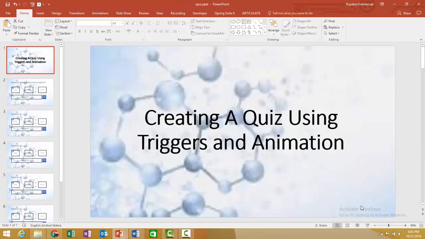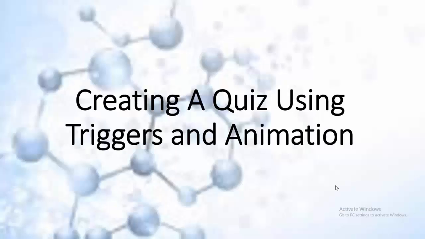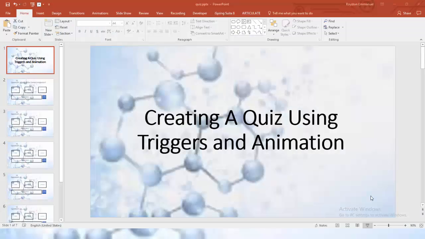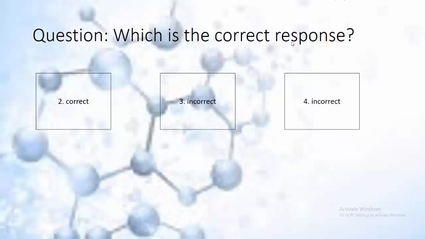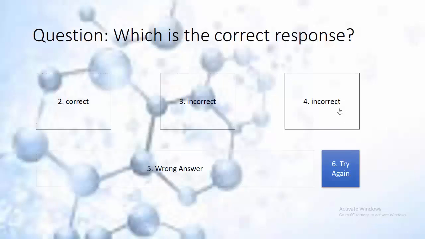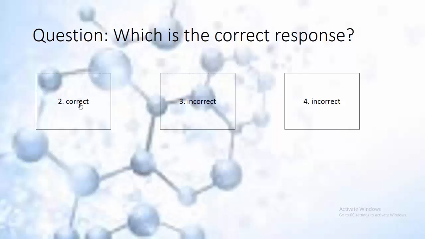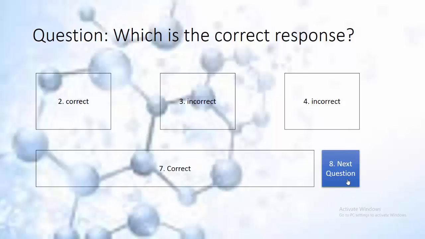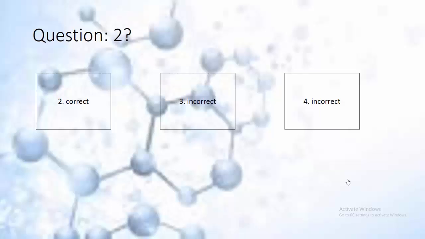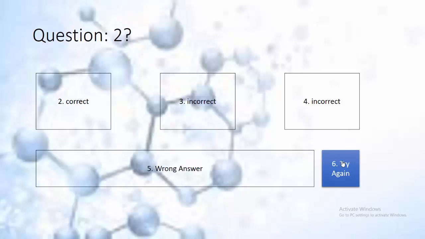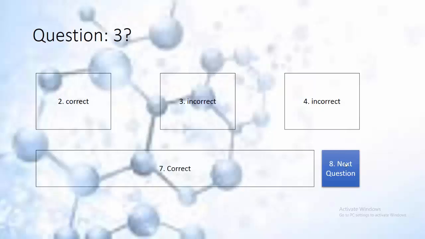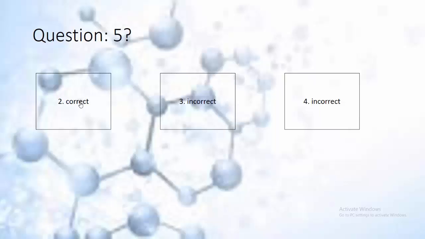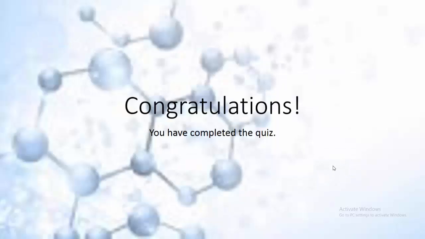So this time, when we run the slideshow, we start our quiz. This is what we're going to see. So incorrect response, try again. Correct response, next question. So we're on to question number 2. Incorrect response, try again. Correct response, next question. Correct, next question, we're on to 4. Correct, next question, we're on to 5. And for the last one, we have ended the quiz.